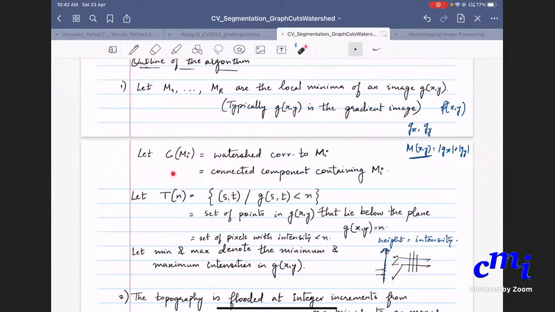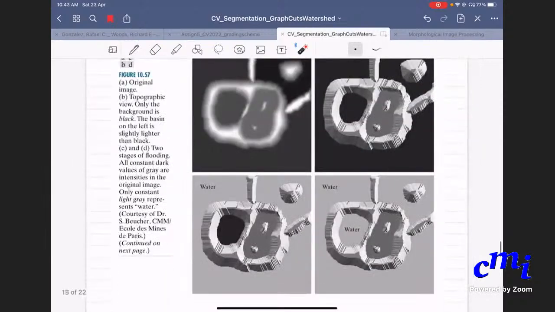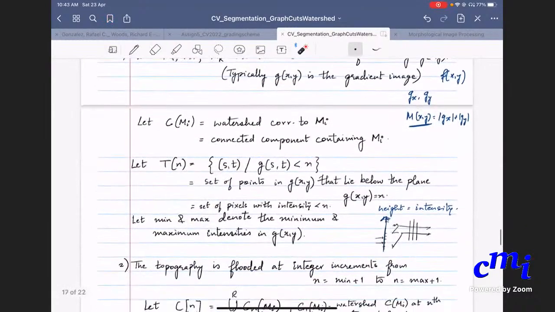Then you look at the watershed. C(Mi) is going to be called the watershed corresponding to the minimum Mi. So for example, in this, these are the watershed regions. One, this is another, this is another, and here is another. So these are all the watershed regions. The characteristic is that they are all connected. The pixels in these regions are all connected to each other. So these are all connected watershed regions containing the minimum Mi.